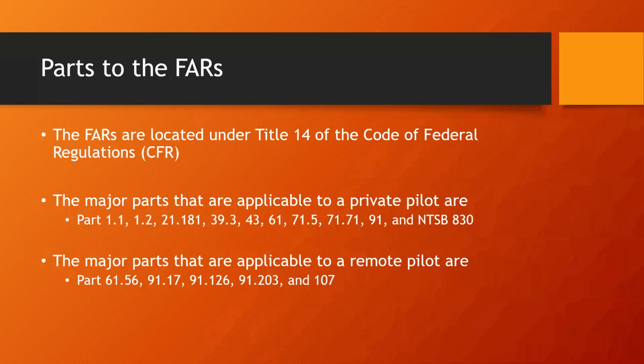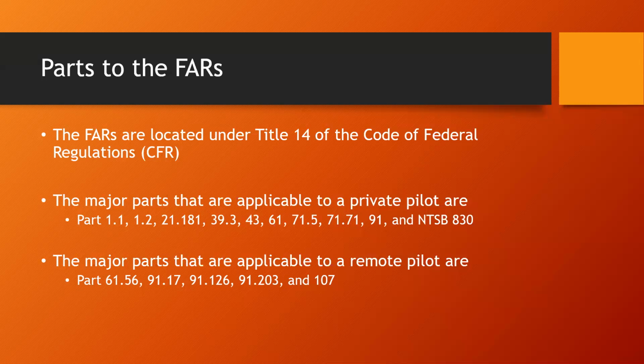Maybe my keyboard won't work. All right. So parts to the FARs. So first of all, the FARs, or Federal Aviation Regulations, are part of the Code of Federal Regulations, which are known as the CFR. And you can look these up online. There's an electronic database, the ECFR, and you can go there. And inside the ECFR, the Federal Aviation Regulations are specifically under Title 14. So Title 14 is Aeronautics and Space, and that's where all these rules come from. So in case you're curious.